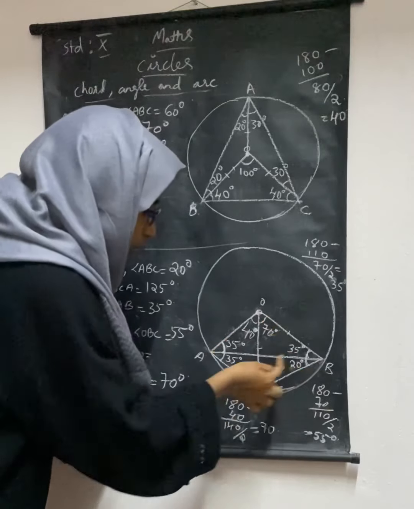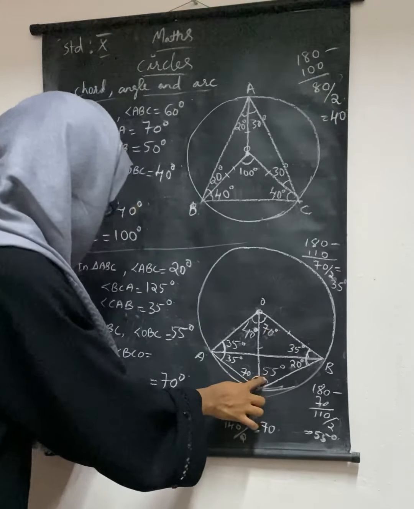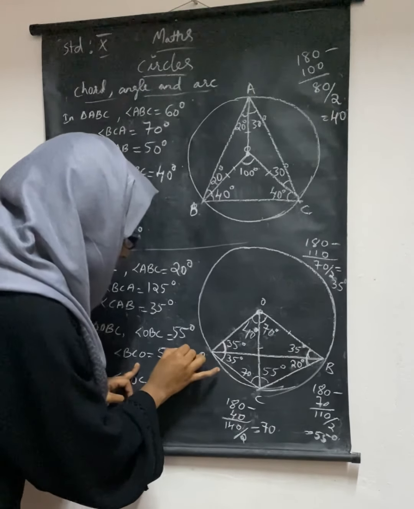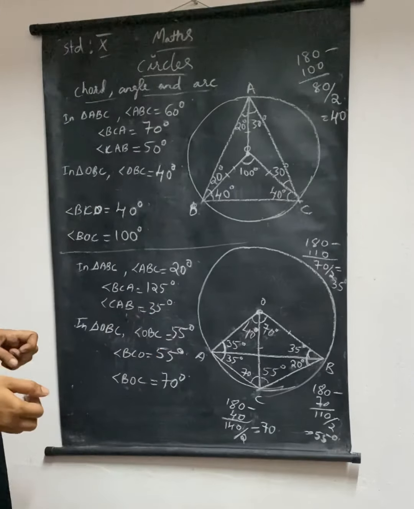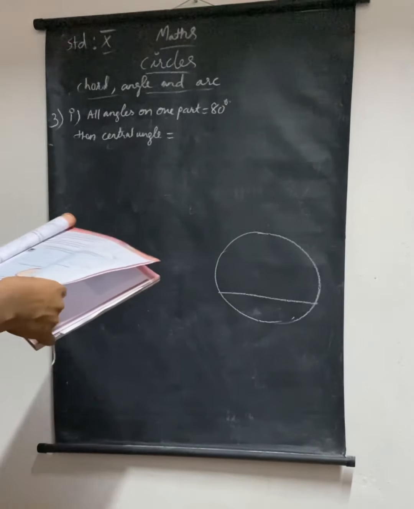Next O over B over next C. OCB or BCO. How much is that? 55. So BCO, it is 55. So this is the way you have to understand the concept and you have to find out the missing angles. Okay, next question, the question number 3.